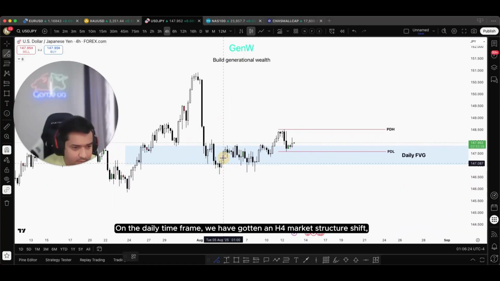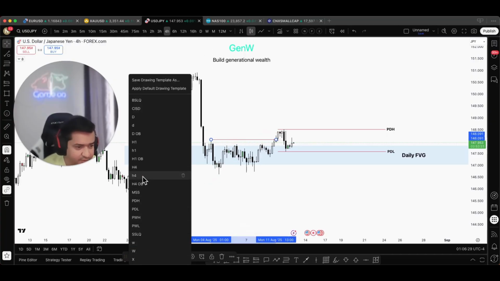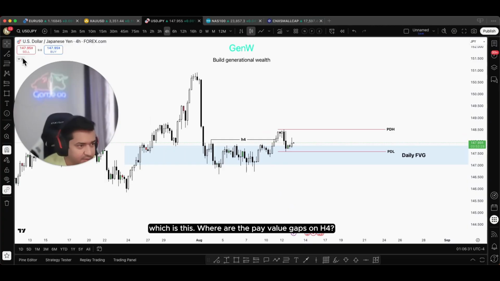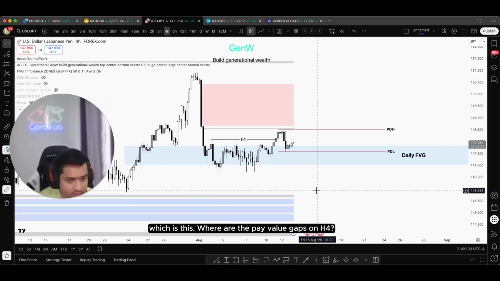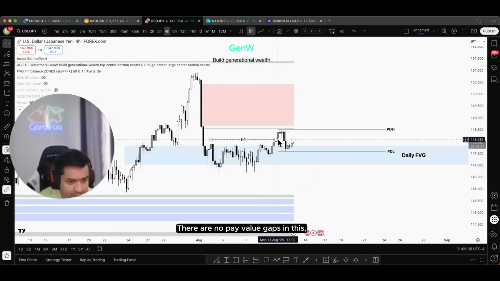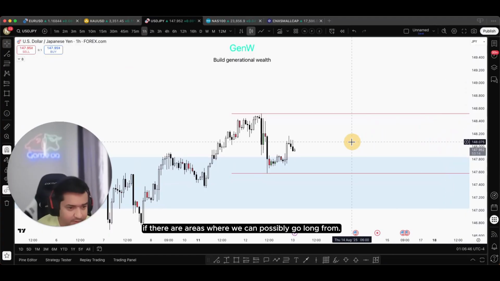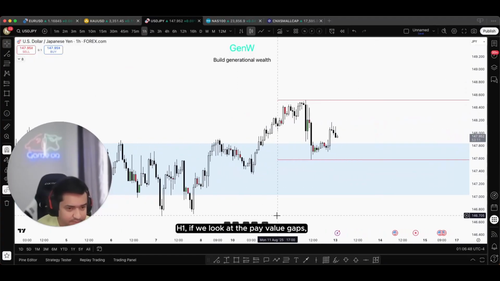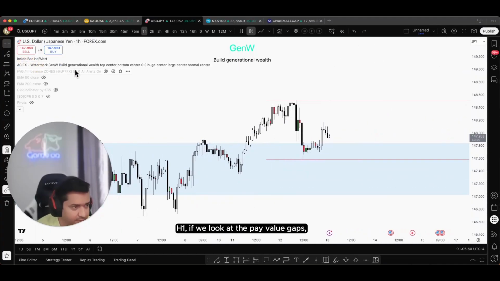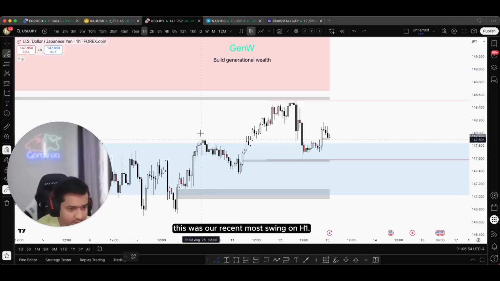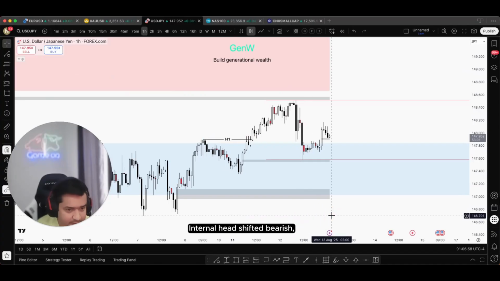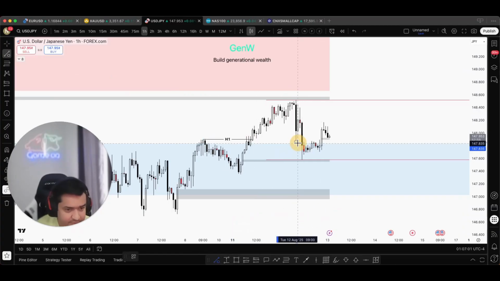On H4, on the daily time frame, we have gotten an H4 market structure shift, which is this. Where are the fair value gaps on H4? There are no fair value gaps in this structural range. About H1, if there are areas where we can possibly go long from H1, if we look at the fair value gaps, this was our recent most swing on H1.